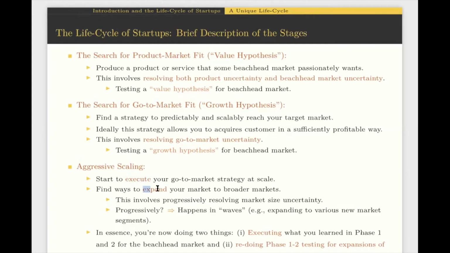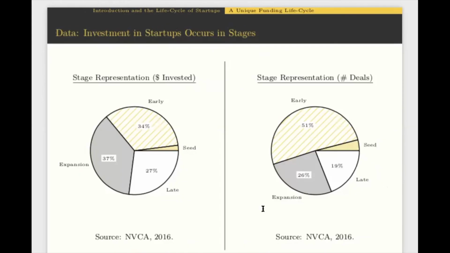And then they'll also raise a bit more capital in order to be able to test expansion into the US market. If they succeed in expanding into the US market, then they'll raise another round of funding to execute in the US market and maybe to expand to the European market. So the aggressive scaling phase tends to have many rounds of funding embedded within it, to coincide with the waves of expansion that startups generally tackle in their life cycle.